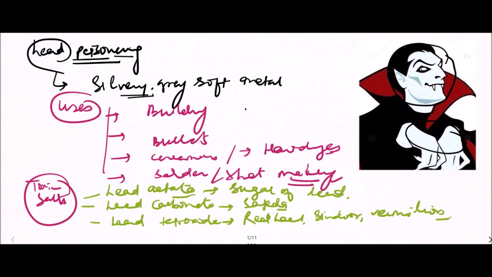Then finally we have tetraethyl lead. Tetraethyl lead earlier was used with petrol because it is an anti-knocking agent. It suppresses the knocking of engine motor vehicles, but it is poisonous, so it has been discontinued. So these are the toxic salts of lead.